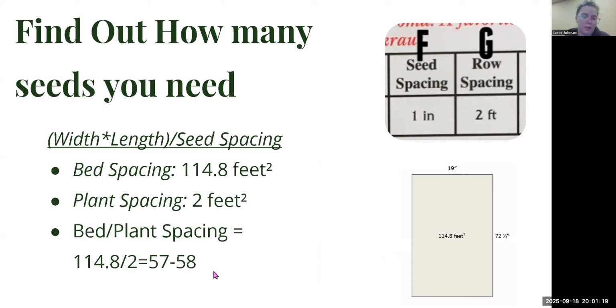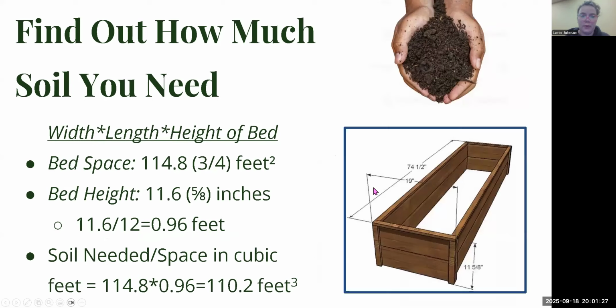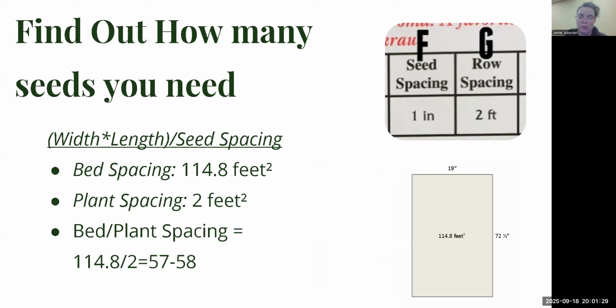I should have added units in here, but a dimensional analysis video, I will do one. I will show you things. So then, once we found out we need 57, 58 seeds, we're going to go to the grocery store. We're going to buy those things.